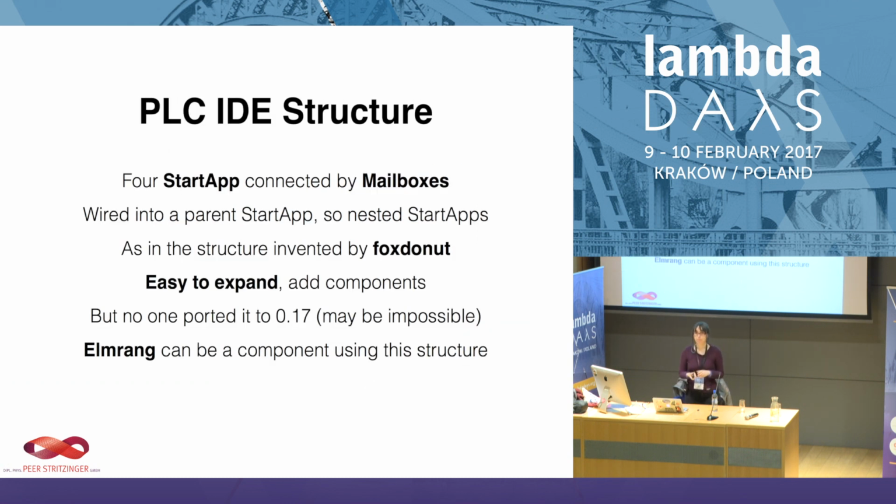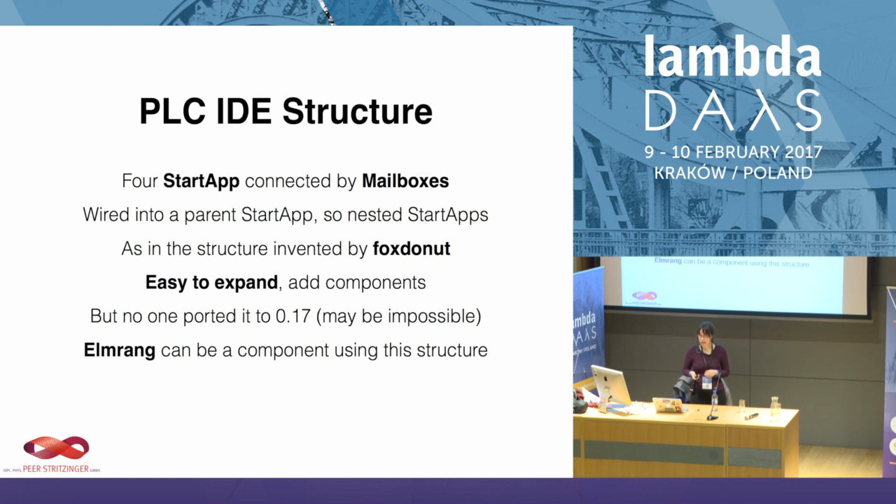So this app, as you know, was made of 4 components, which were made of startup, connected by different mailboxes. And we wired them into a parent startup, so they're actually nested. And this is an interesting structure invented by the GitHub user Fox Donut, which we chose because it was very easy to expand. We wanted to be flexible and be able to add components when we wanted to. But it was never ported to 0.17 because it relied heavily on FRP. And you could probably port it, but it wouldn't be as elegant anymore. It wouldn't be as nice to develop it, so we didn't really bother.